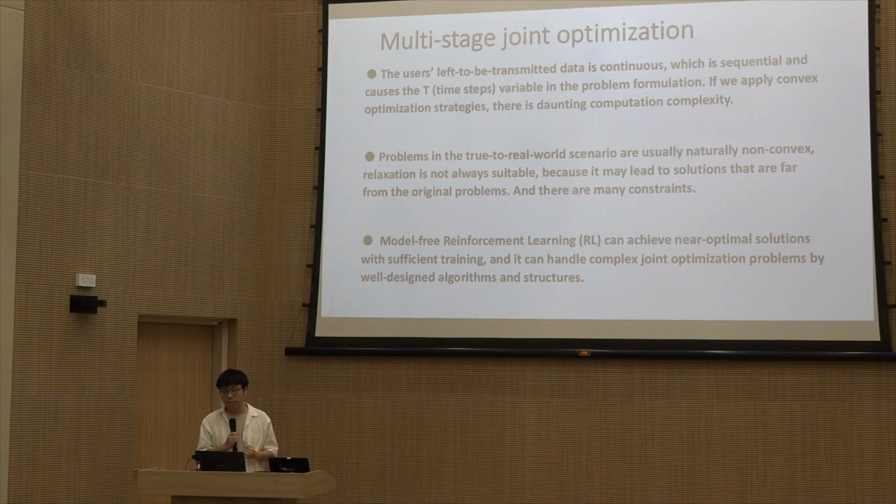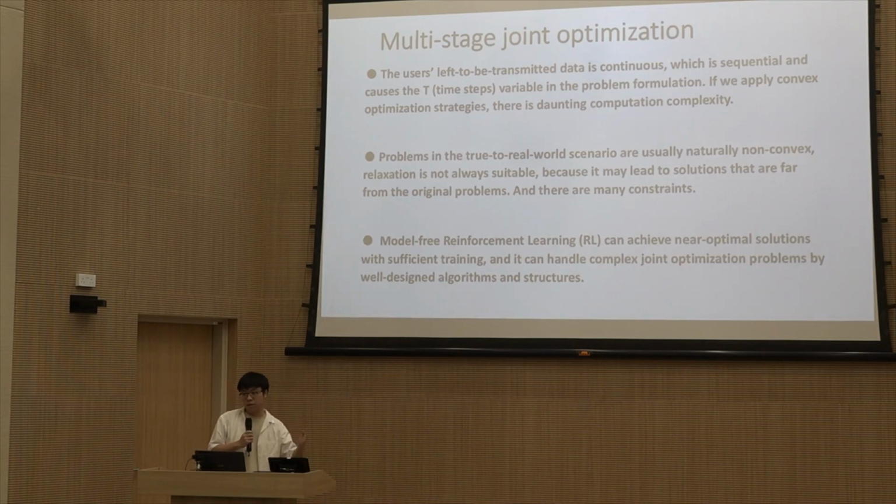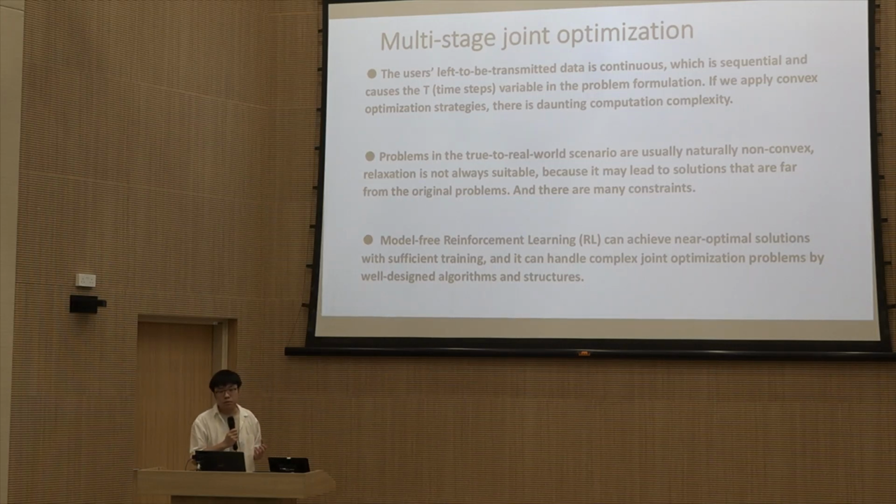And these problems are quite hard to tackle with traditional optimization strategies such as convex optimization. First, the user's left-to-transmit data is a continuous variable. The data of each user cannot be transmitted totally in just one time step, so it's a multiple-step, sequential thing, which introduces the t variable, the time step variable, in the problem formulation. So if we use traditional optimization strategies such as convex optimization, the computation complexity can be daunting.